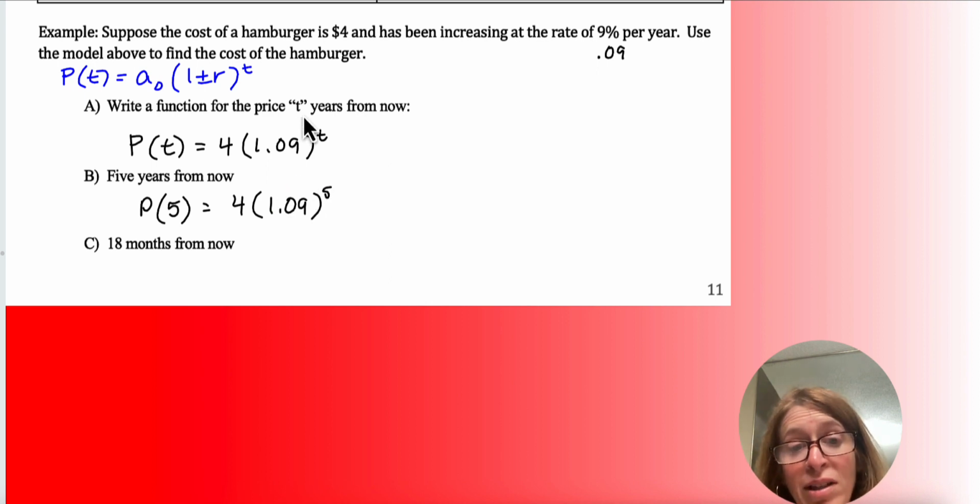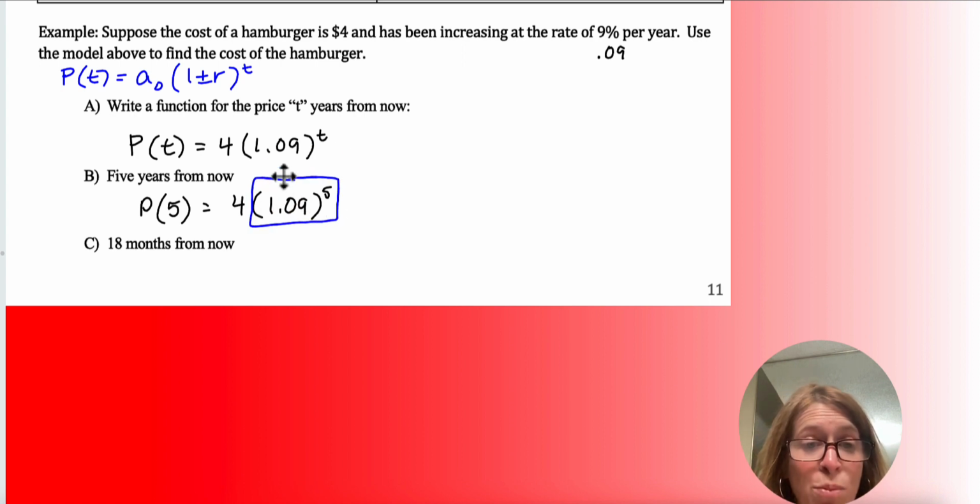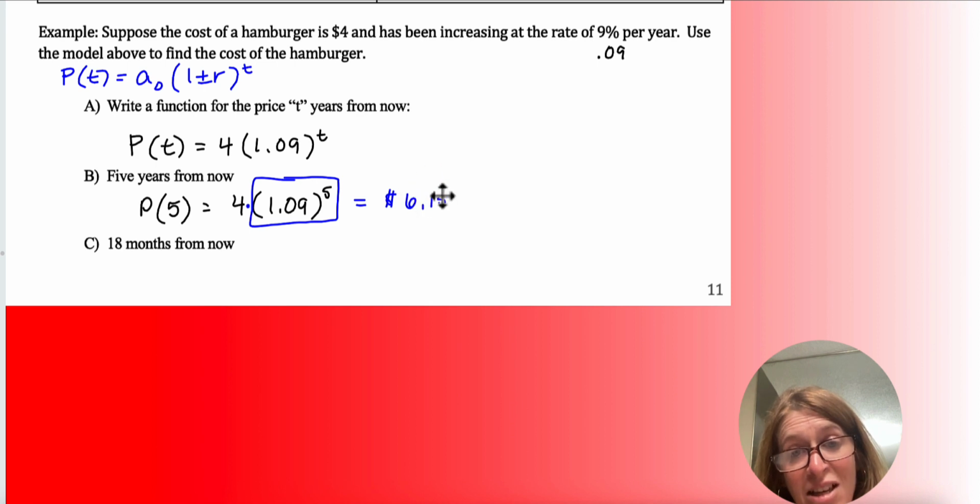Now, when doing this calculation in your calculator, it's really important you follow proper order of operations. So exponents come before multiplication. You cannot multiply the 4 times the 1.09 first. You have to do 1.09 to the 5, then multiply. Try that on your calculator, and you should get $6.15. So that $4 hamburger today would be $6.15 in 5 years.